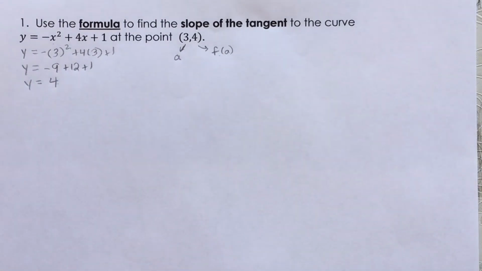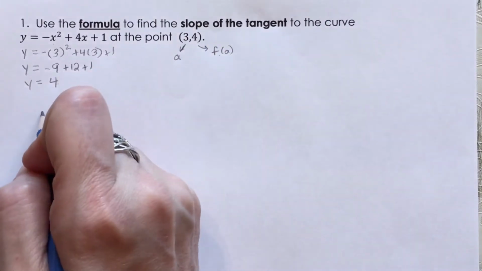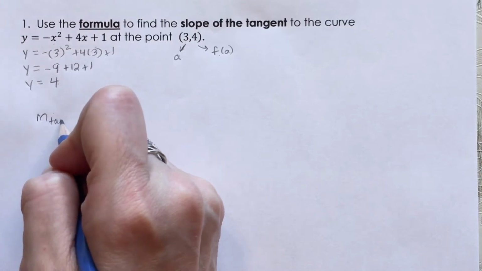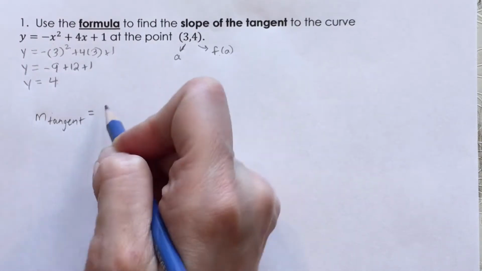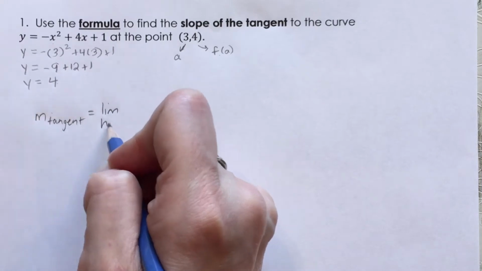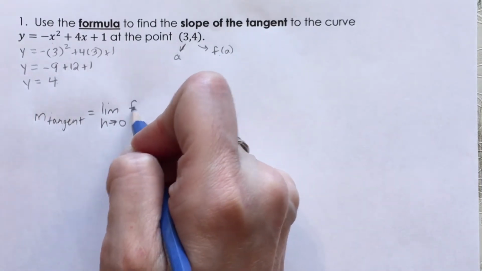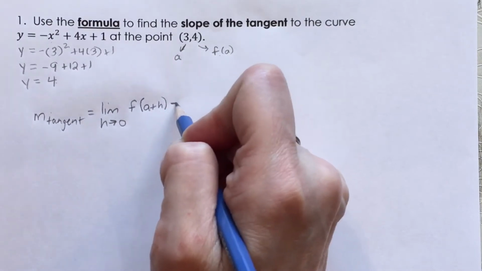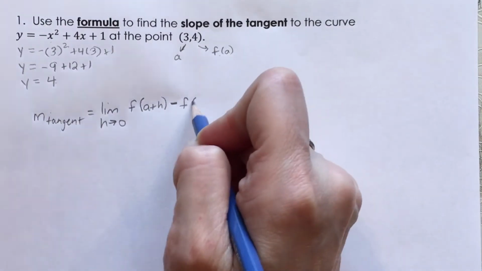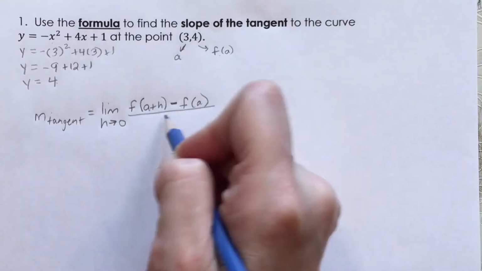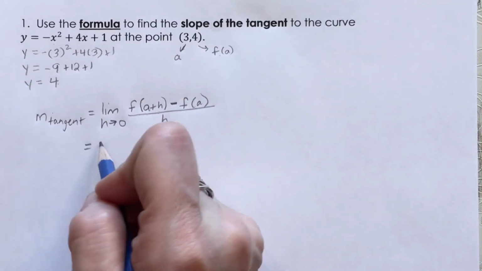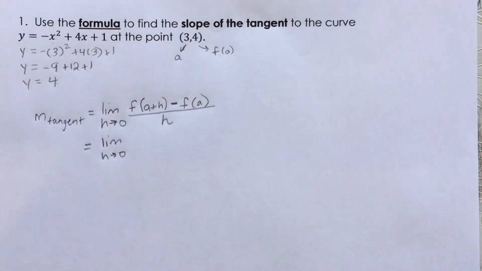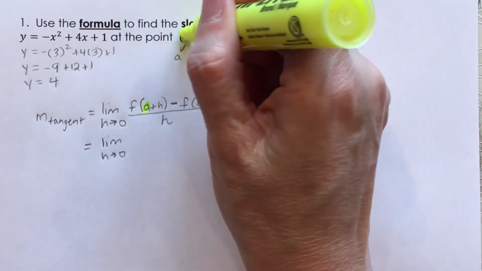So what was our formula again? It says to find the slope of the tangent. So it was perfectly fine for us then to write down that m tangent is going to equal the limit as h approaches 0 of f at, and let's write the formula down the first time until we really start memorizing it, f at a plus h minus f at a over h. But in our case, a is 3.